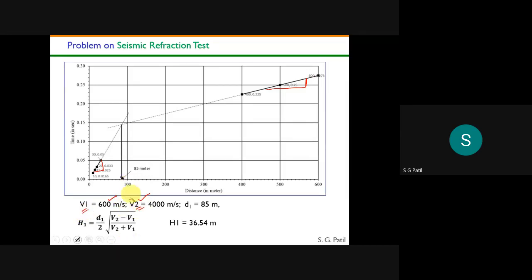And how did I get this d1 value? D1 is nothing but the meeting point of these straight lines. This is the first straight line, this is the second straight line, and this is the first straight line. Wherever they meet, the corresponding x-axis ordinate is my d1.